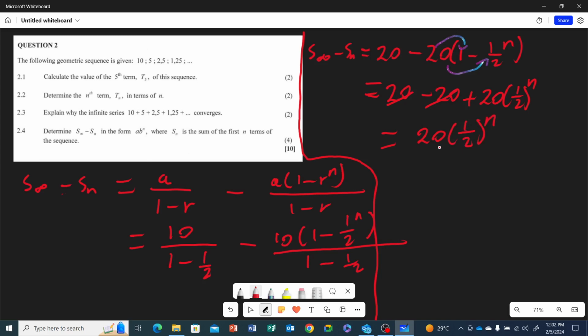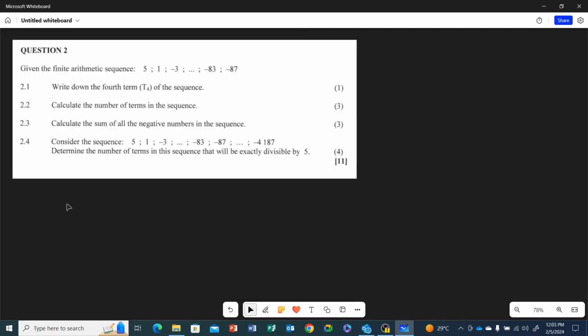Okay, now this is your final answer to question 2.4. Okay, now let us add another question so that we can see what is what here. Okay, now this is our new question.